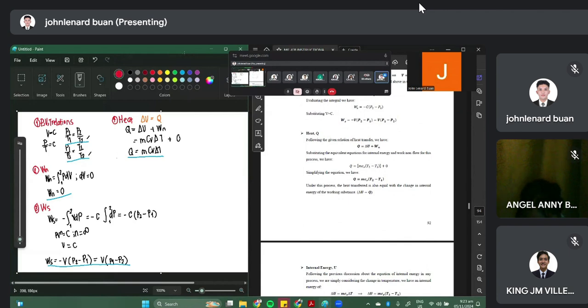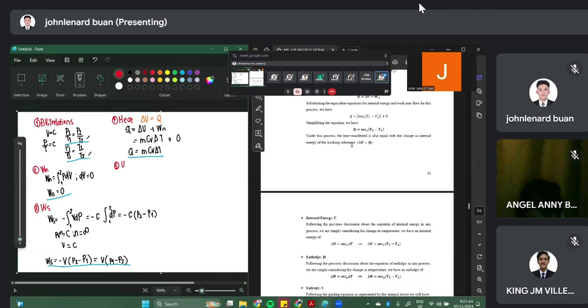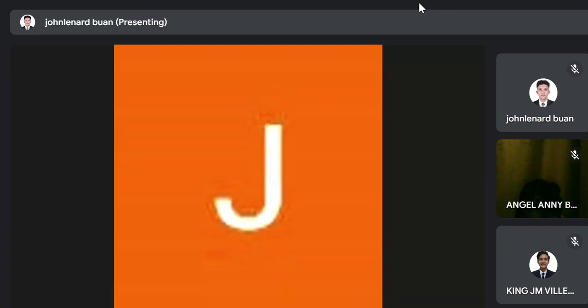Okay? So, we have here internal energy, or U. For internal energy, we have here the equation. The equation for internal energy, delta U, is equal to, ano, namang ganun.